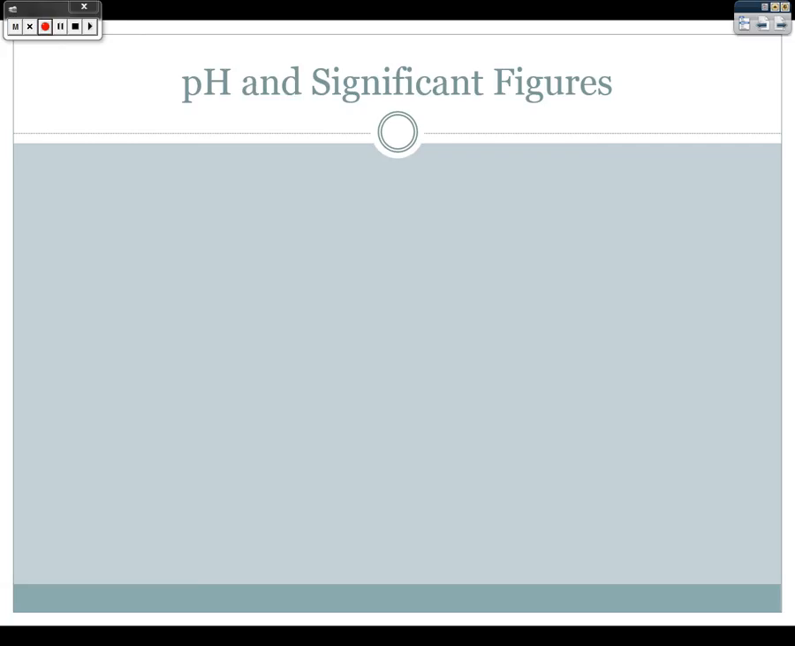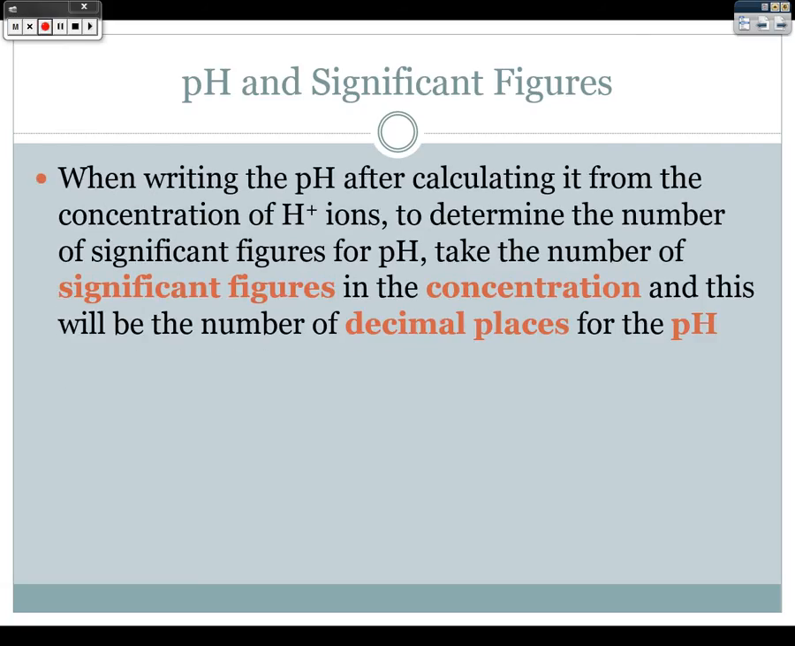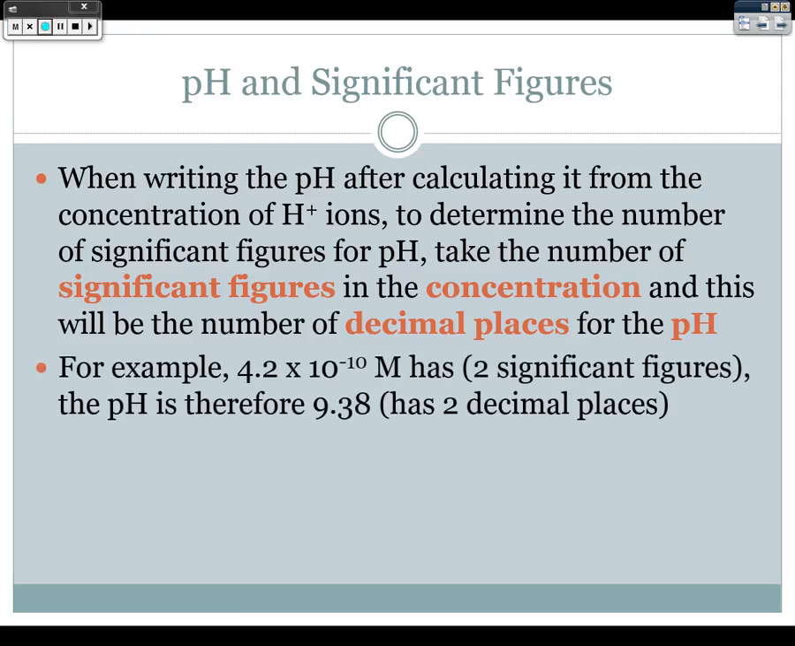When we're talking about sig figs, it's kind of weird, and don't freak out about it, but when writing the pH after calculating it from the concentration of H plus ions, to figure out the number of sig figs, you're just going to take the number of sig figs in the concentration, and that's the number of decimal places that you have for the pH. So for example, if I have 4.2 times 10 to the negative 10 molar H plus ions, that has two significant figures. So when I calculate pH, I get 9.38, which has two decimal places. Okay?